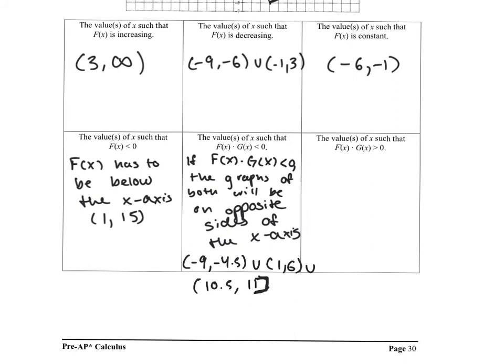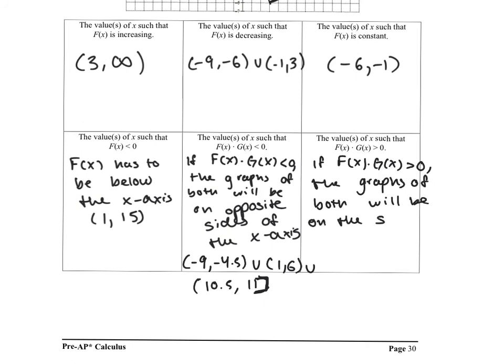All right, and then the values of x such that f of x times g of x is greater than 0. So if f of x times g of x is greater than 0, then the graphs of both will be on the same side of the x-axis, okay? And that's over 2 intervals, negative 4.5 to 1 and 6 to 10.5.